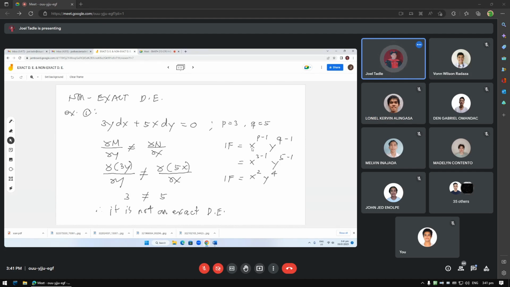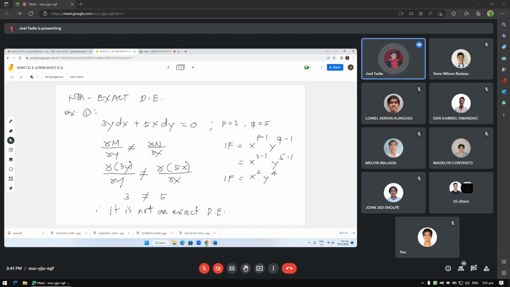IF nato nga x to the power of p minus 1, y to the power of q minus 1, naa na sa stable. Table of integrating factors. So kani siya nga form 3y dx plus 5x dy, naa ni sa table nga form where ang 3 mao na atong p nya ang 5 mao na atong q.